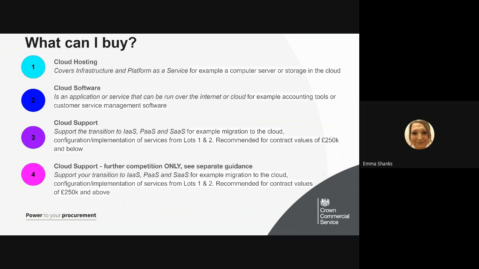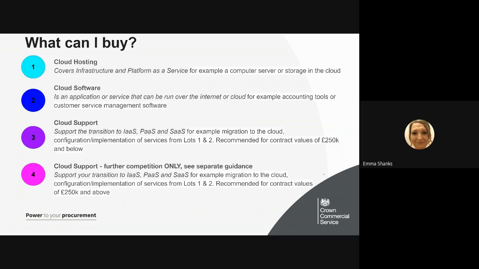So what can you buy? As I said, it's spread across 3 lots. However, you'll see there's a lot 4 here, but it should become clearer. Lot 1 is cloud hosting, so that's your server or storage in the cloud. Lot 2 is cloud software. There is plenty of different software as a service available to fit most requirements.